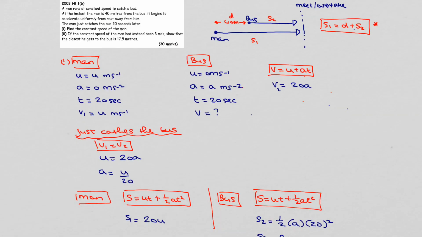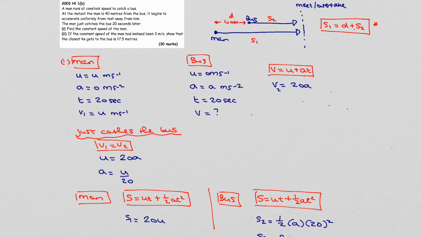So if we go back up to the question, look at part 2, it says, if the constant speed of the man had been instead 3 meters per second, show that the closest he gets to the bus is 17.5 meters. So essentially we saw there that if he just catches the bus, he must be running with a speed of 4 meters per second. So if he's running at a constant speed of 3 meters per second, he's not going to catch the bus.